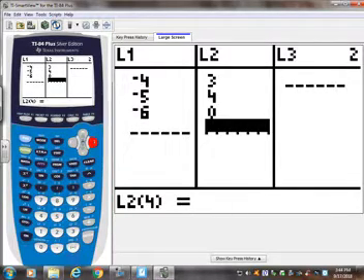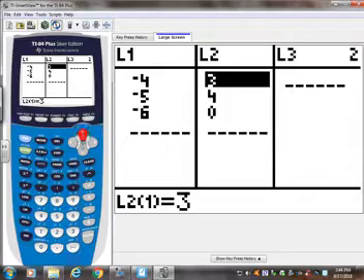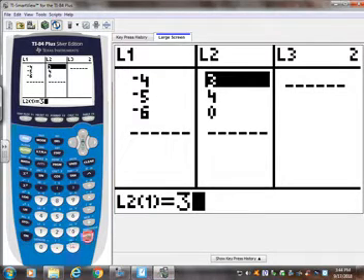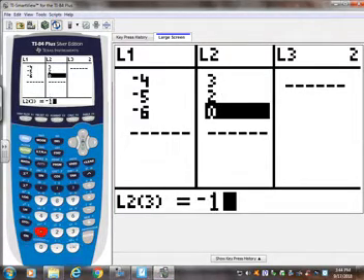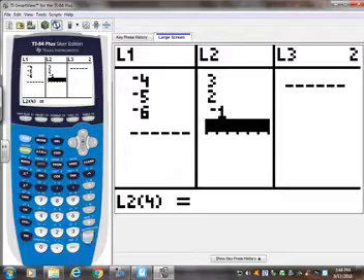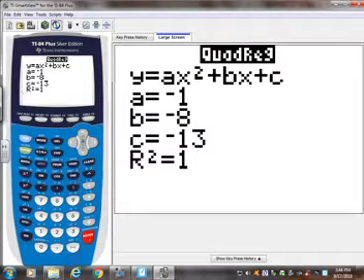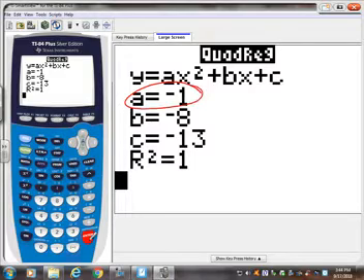Alright, now I got to go back and find the 3 points for the second column. That would be 3, 2, and -1. Stat calculate, number 5, quadratic. It also comes out -1 for A. Now remember, we're not using these other numbers. We're only using the A number off our calculator because these other numbers are a different format.